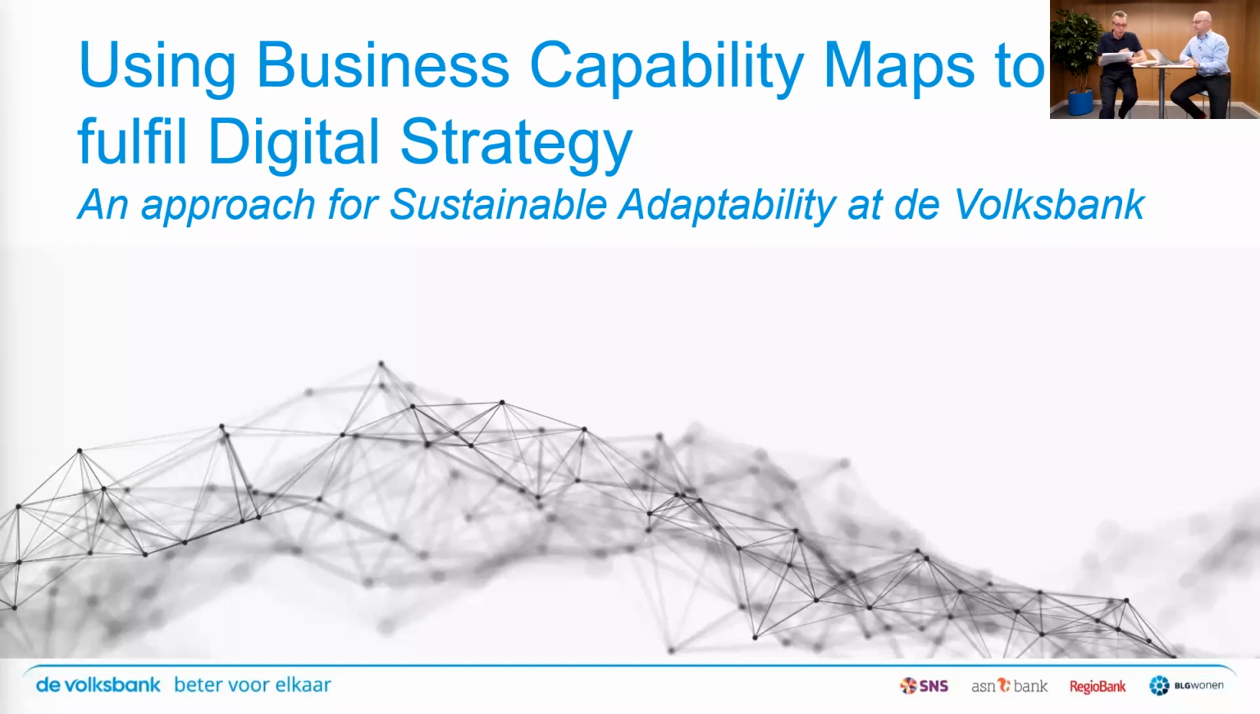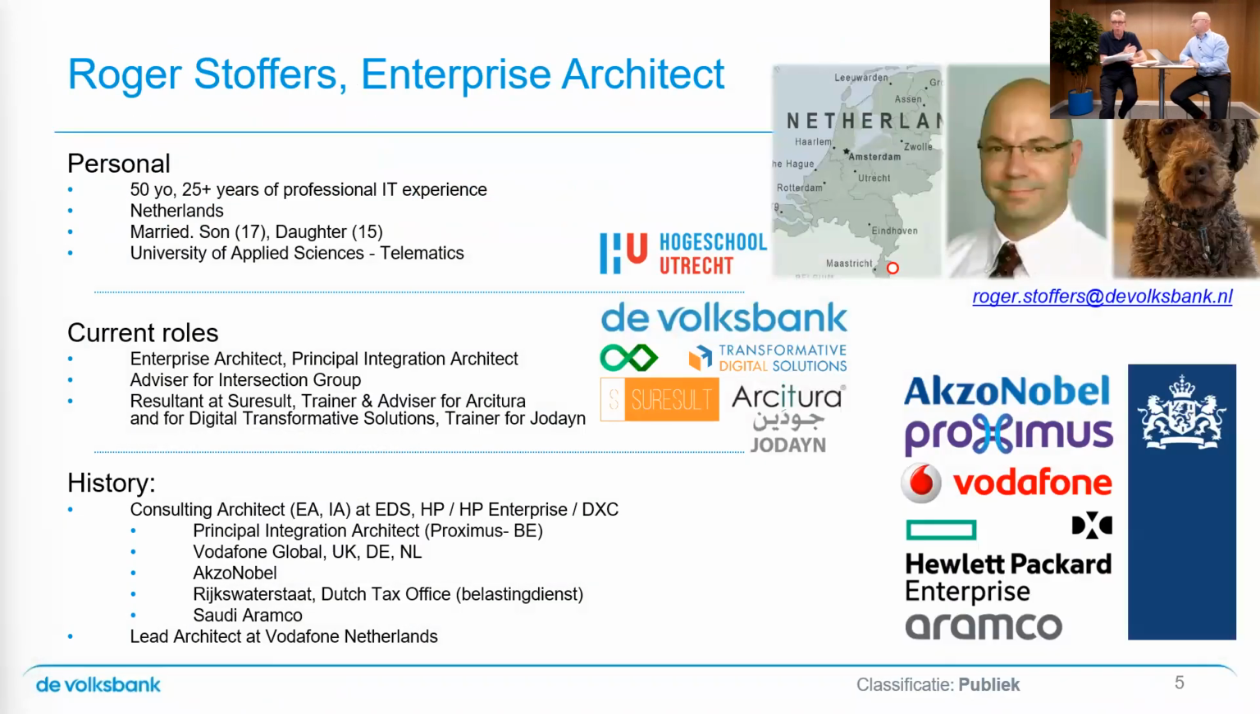We have a slide where maybe in a bit more detail you can present yourself, who you are, what you've been up to. Yeah. So Roger Stoffers, enterprise architect for the Volksbank. I've been working with the Volksbank in the Netherlands for about 5 years now. As an IT professional, I've done the job for about 25 years. I started as a developer and then became a technical architect and in the end, enterprise architect. I'm 50 years old. I live in the south of the Netherlands.